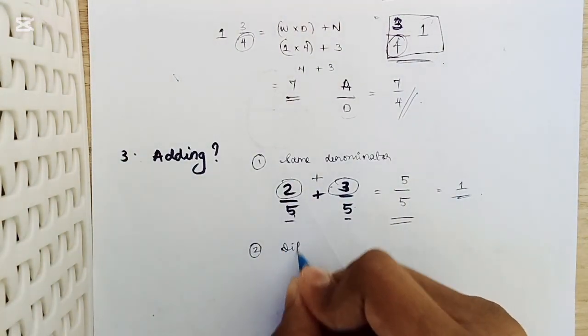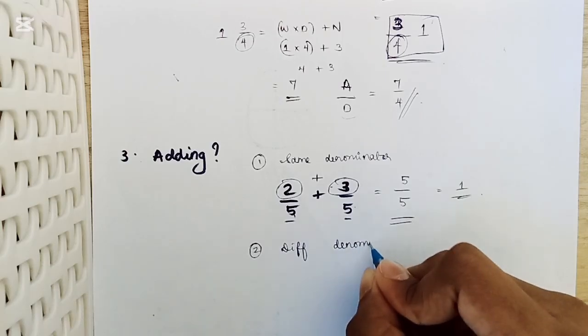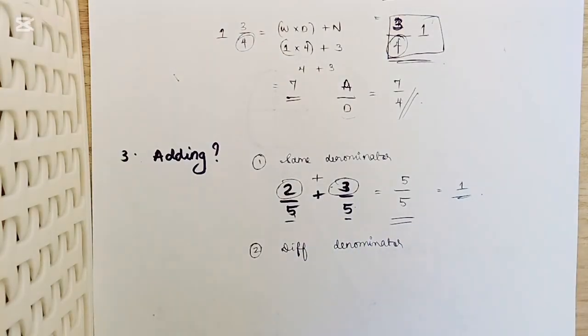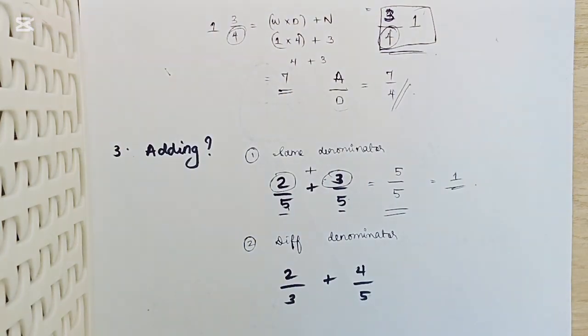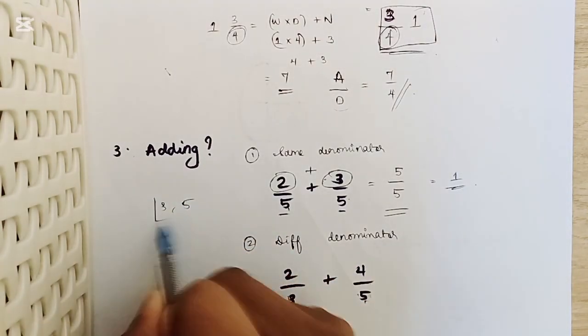Now what if there are different denominators? What do we do when there are different denominators? So this will be quite different. Let's take 2 by 3 plus 4 by 5. Let's take this as the example. So whenever there are different denominators, we need to make the denominators the same. How do we make the denominators the same? By taking the LCM. What will be the LCM of 3 and 5? It will be 15.